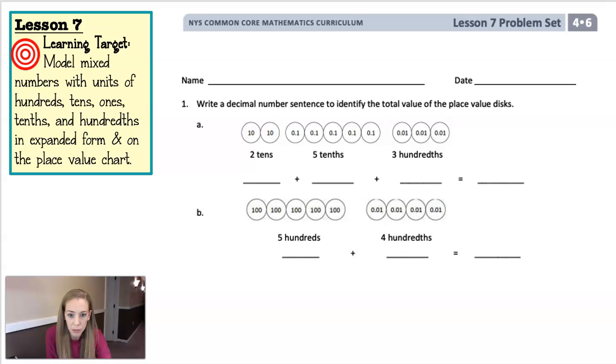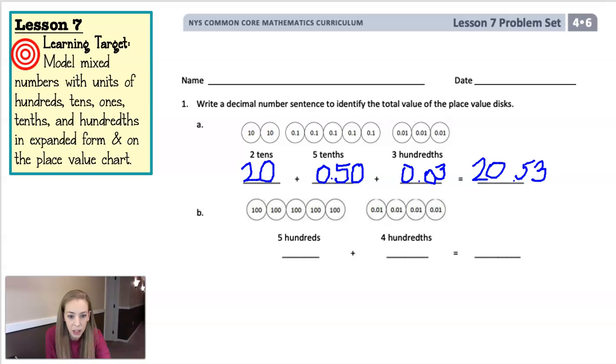So 2 $10 bills, these are whole numbers, would be worth $20. 5/10 or 5 dimes. So we would write 5/10 like this, and that's perfectly fine. You can also, if you're thinking about 5 dimes, write it as 50 hundredths or 50 cents, that's fine too. And then our 3 hundredths or our 3 pennies, and you put those all together, $20 and 53 cents.